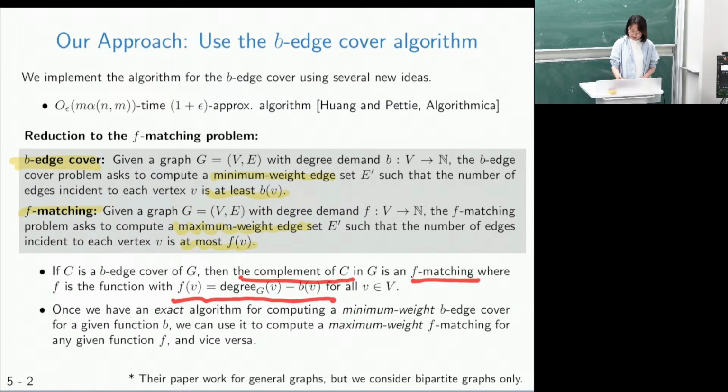Here F should be set as follows: F_v is the degree of v minus b_v. So this shows that if you want to design an exact algorithm, the two problems are equivalent. If you have an algorithm for the B-edge cover problem, you can use it to design a maximum weight F-matching algorithm, and vice versa. However, we want to design an approximate algorithm. But in general, this reduction doesn't work for approximation algorithms.